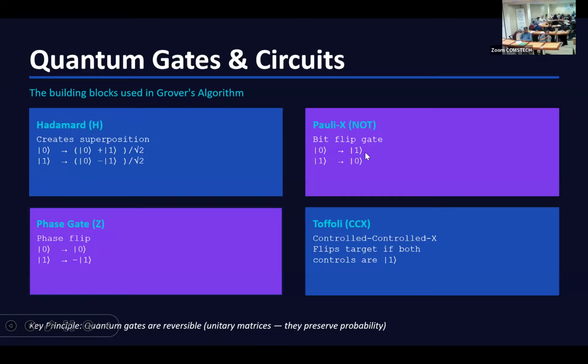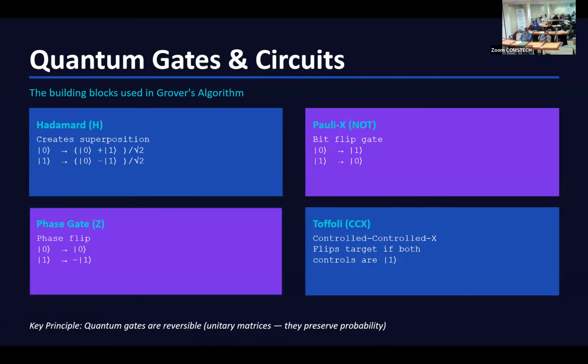Then we have the Pauli X gate, which is very similar to the NOT gate. If we have a 0 state and we apply the X gate, it flips to 1. And if it's 1 and we apply the X gate, it goes to the 0 state. Then we have a Z gate, which is basically a phase flip gate. What we want to do is flip the state of the desired or correct answer.